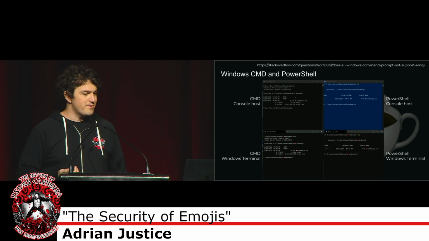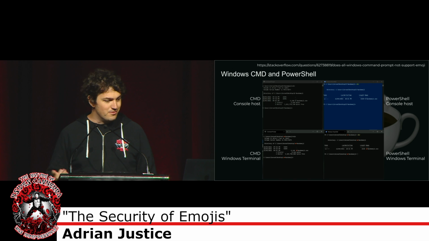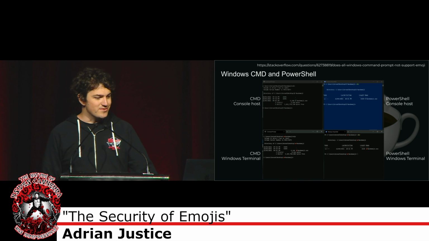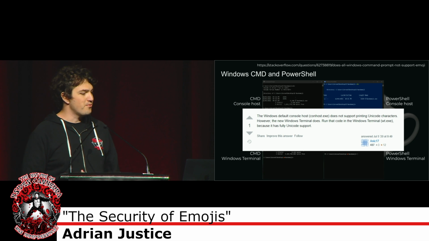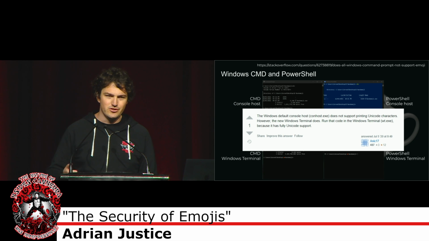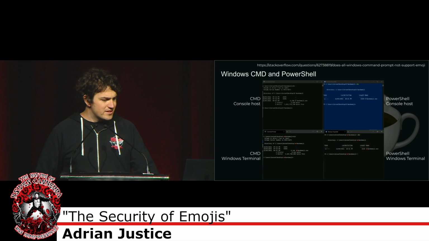So now that we can type emojis, let's have a play around with them in the most basic form of a Windows application, a terminal. According to the most trusted of sources, Stack Overflow, the Windows default console host, or conhost, does not support Unicode, whereas the newer Windows Terminal, which can be pulled down from the Windows App Store, does. So I put this to the test.